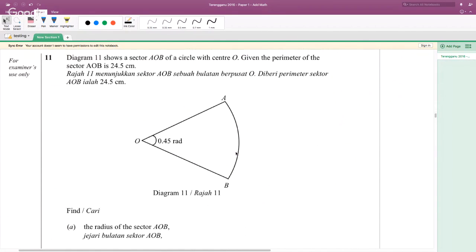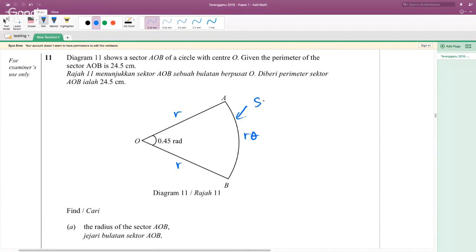Okay, diagram 11 shows the sector AOB of a circle with center O. Given the perimeter of the sector AOB is 24.5, find the radius of AOB. So this is radius, this is radius, this is radius theta. Why do I know this is radius theta?